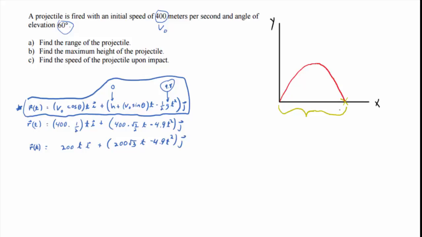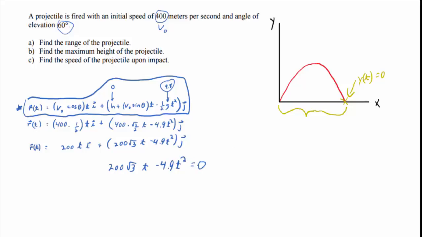What do you think? Yeah, the y component. So the height here is 0. So you could say y of t, which stands for the j component of r of t, right? You could say that value is 0 there. So we're still going to make use of the second component then. So that would be 200 root 3 times t minus 4.9 t squared equals 0.